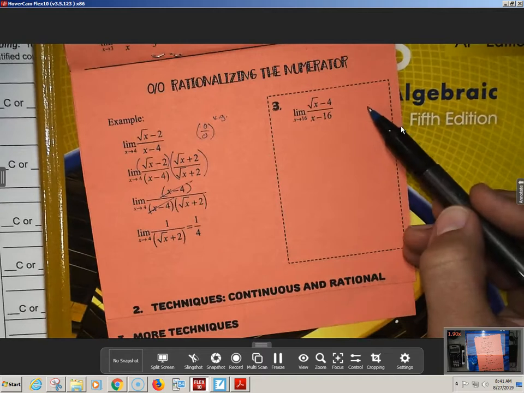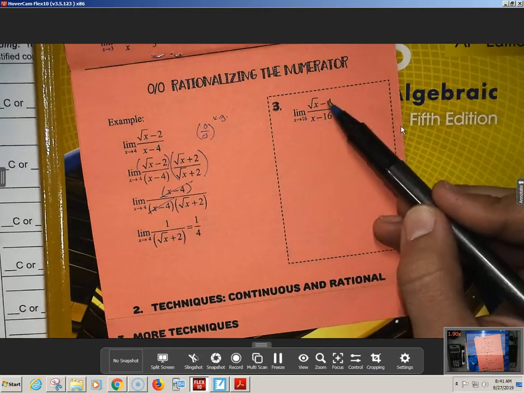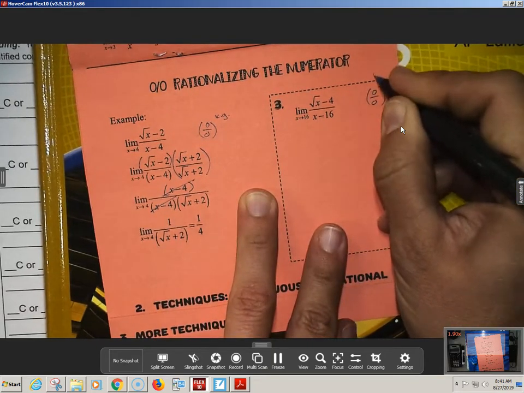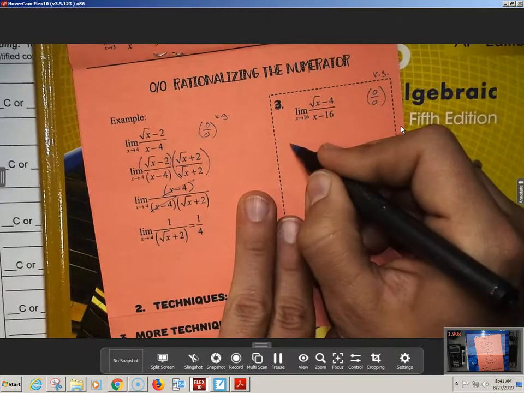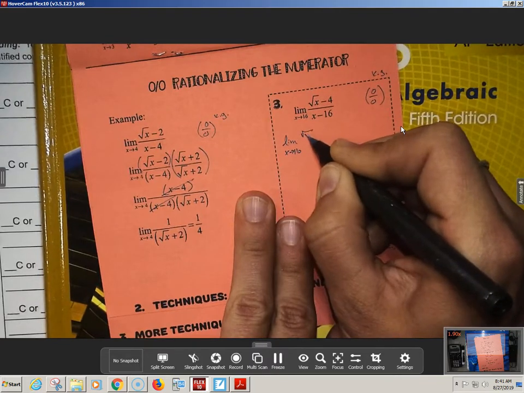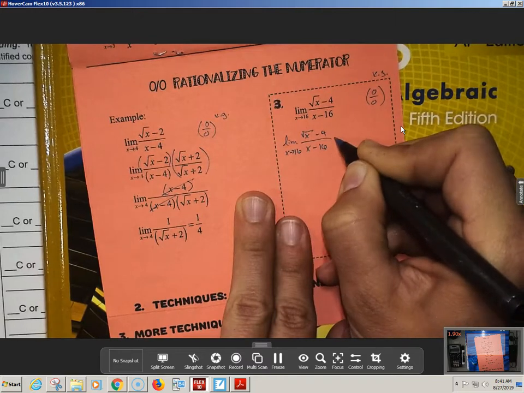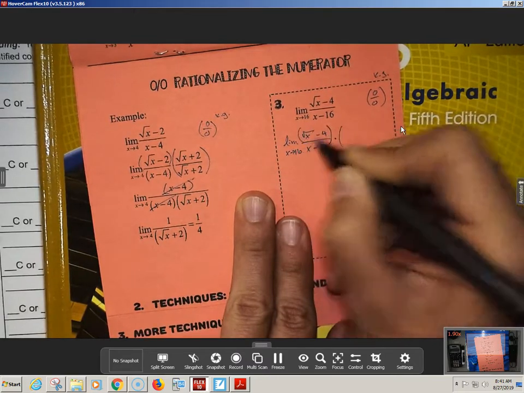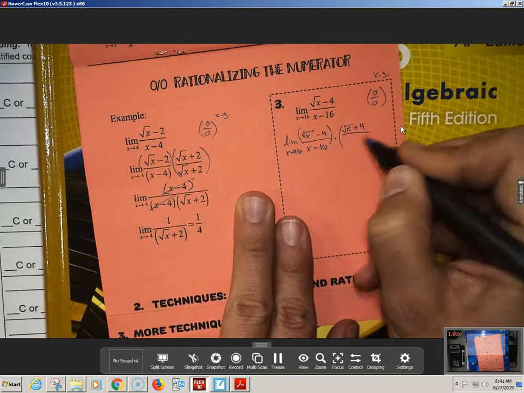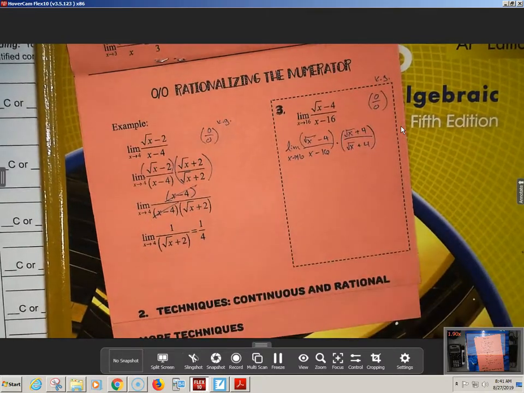So what are you going to do on this one? Well, first plug it in, but what do you get? Okay. Since it's 0 over 0, keep going. What are we going to multiply by? You lead the way. Who is the conjugate in this one? Radical x plus 4. But we need to multiply by 1 creatively, which means square root of x plus 4 on top and square root of x plus 4 on bottom. True? Okay, use your example.